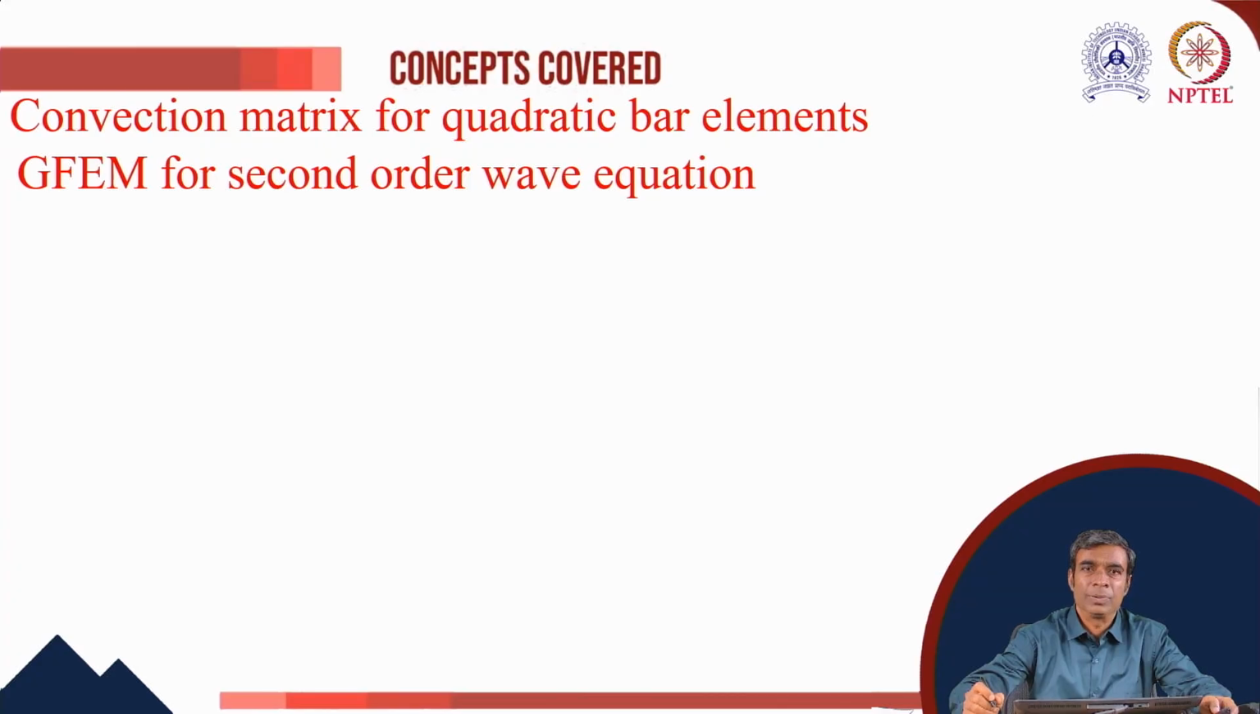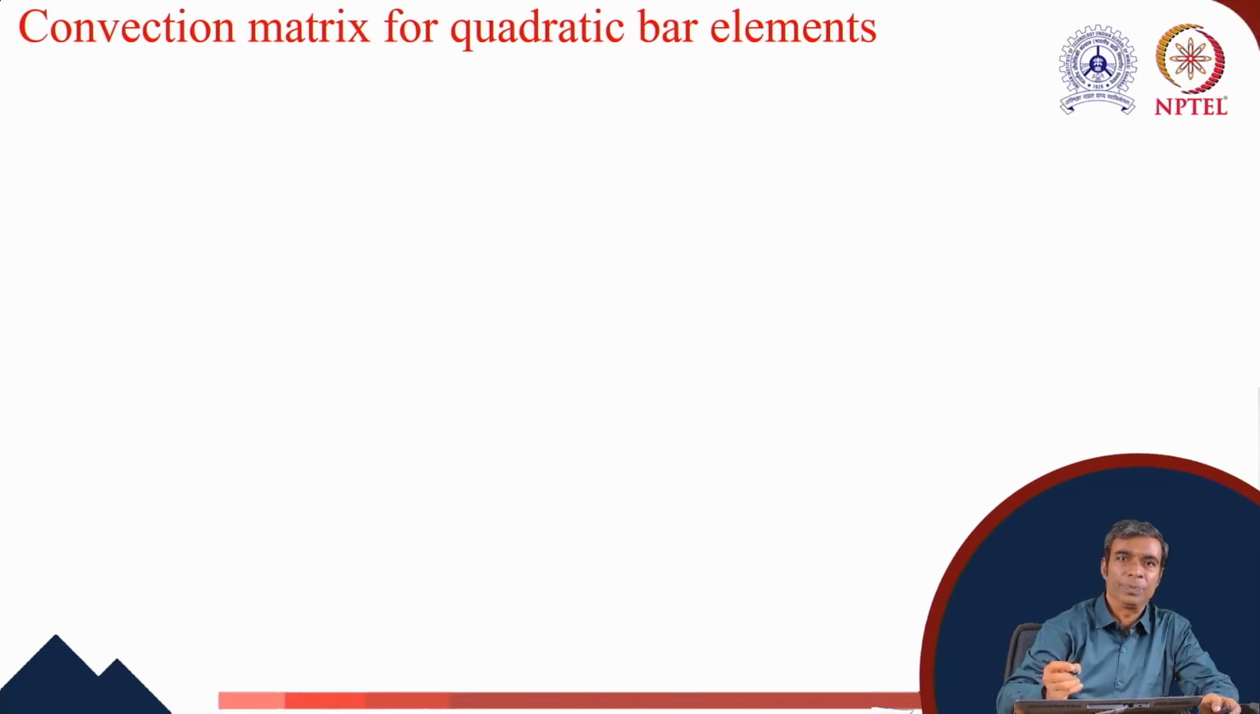In today's class, we shall determine the convection matrix using three-noded or quadratic bar elements, and next we shall derive the weak form as well as the semi-discrete form of the second order wave equation. As we have discussed previously, the second order wave equation is a hyperbolic partial differential equation characterizing a marching problem. So here we evaluate the entries of the convection matrix for a quadratic bar element.